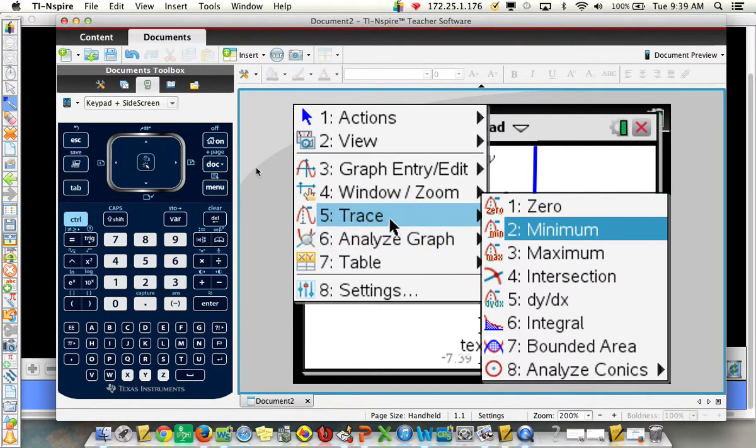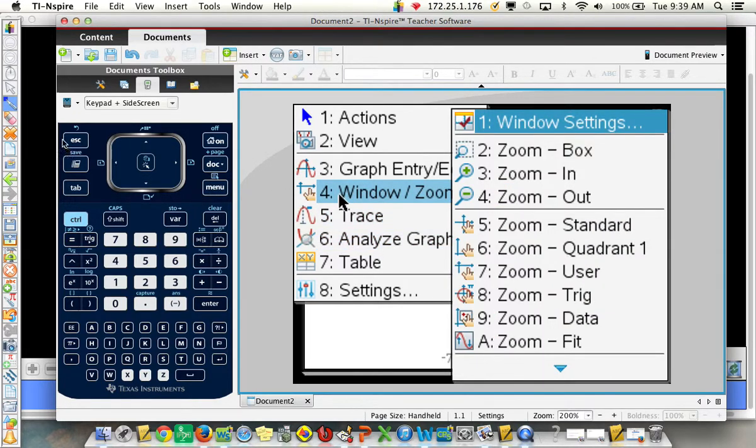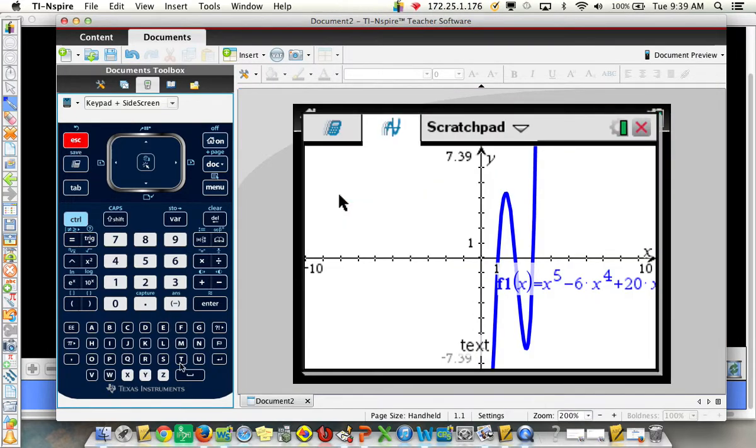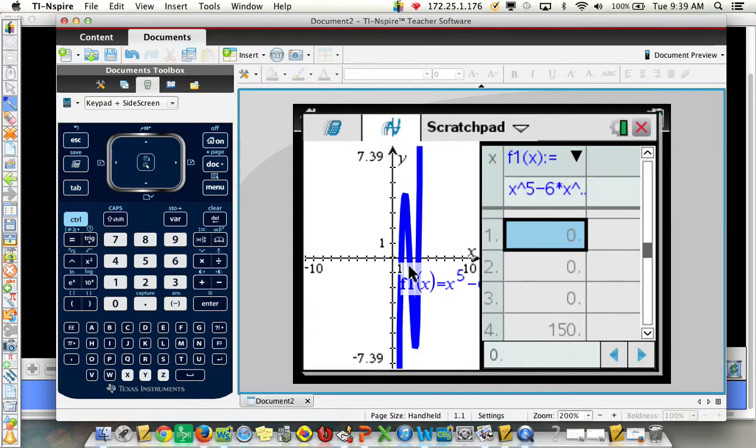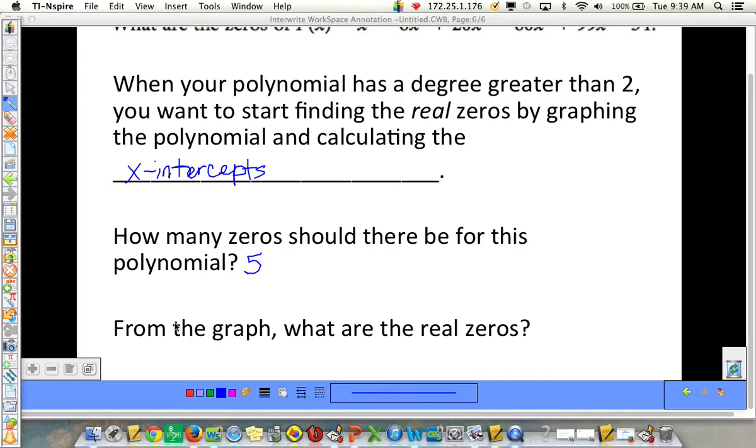Or if you think they're 1, 2, and 3, a quick way to verify that is to just look at the table, Control T. And when you look at the table, you see that when x is 1, the function is 0. When x is 2, the function is 0. And when x is 3, the function is 0. So that verifies that 1, 2, and 3 are your zeros. So we're going to go back here, and we can see our real zeros are 1, 2, and 3.